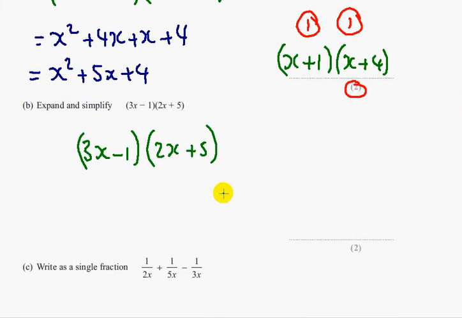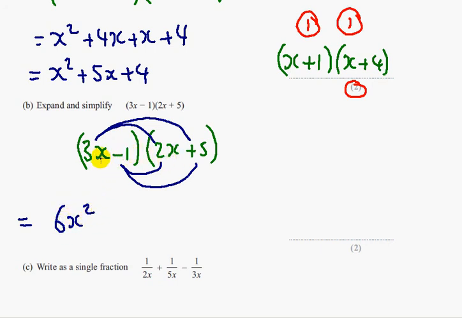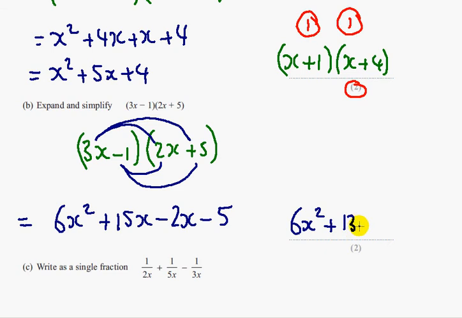So we're going to times this by this, this by this, this by this, and this by this. So 3x times 2x is 6x squared. 3x times 5 is positive 15x. Minus 1 times 2x is minus 2x. Minus 1 times 5 is minus 5. And if we collect like terms, that's going to be 6x squared positive 13x minus 5. And that's the final answer.